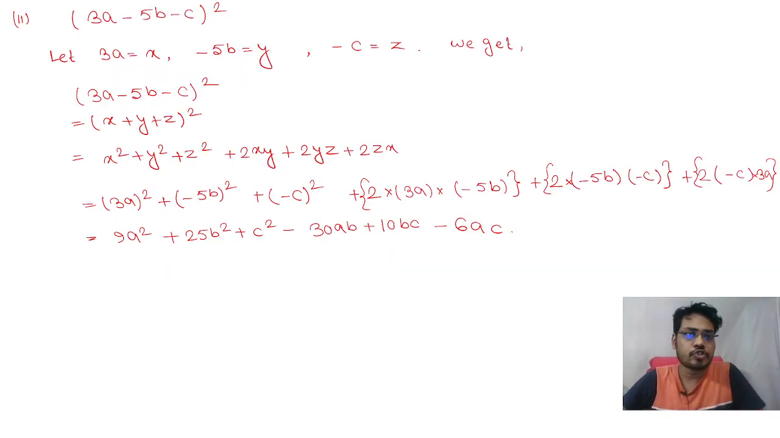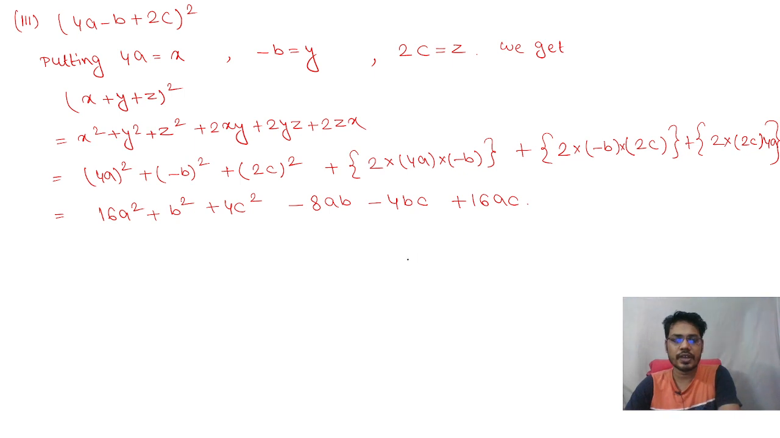Now if it is given 3a minus 5b minus c whole square, the first term is considered as x, the second term minus 5b as y, the third term minus c as z. Now you can write this as x plus y plus z whole square. Now the formula, you know this, that x square plus y square plus z square plus 2xy plus 2yz plus 2zx. Now just put the value, we will get the answer 9a square plus 25b square plus c square minus 30ab plus 10bc minus 6ac.